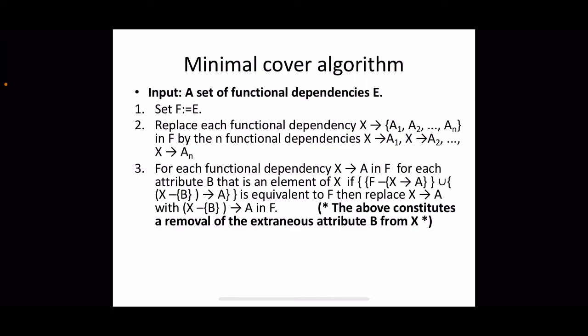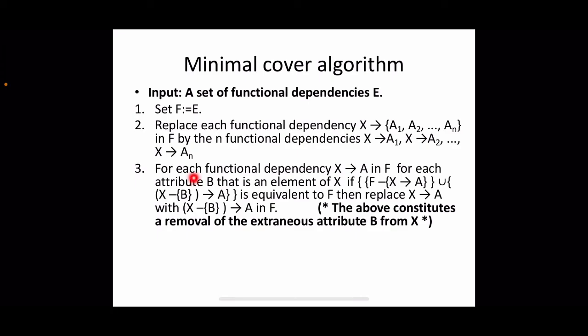Then third step, for each functional dependency X determines A in F, for each attribute B that is an element of X, check if F minus X determines A union X minus B determines A is equivalent to F. Then replace X determines A by X minus B determines A in F. So you remember that extraneous attribute removal, right?